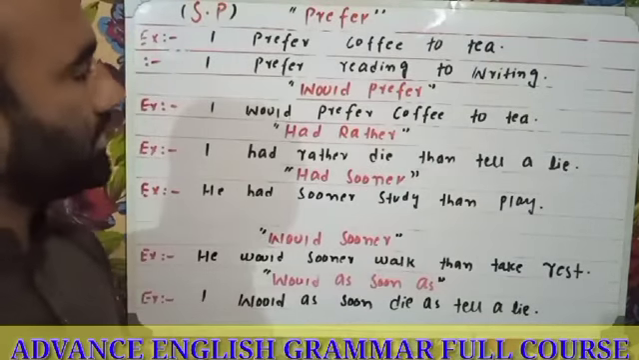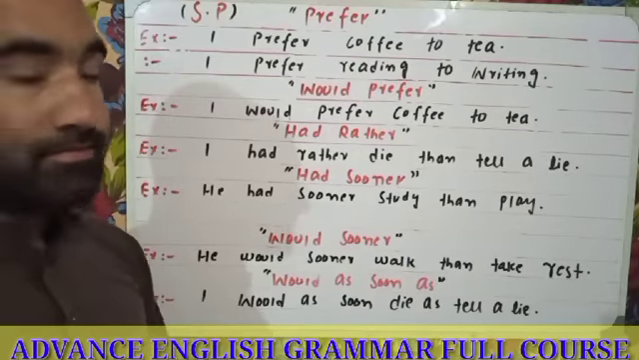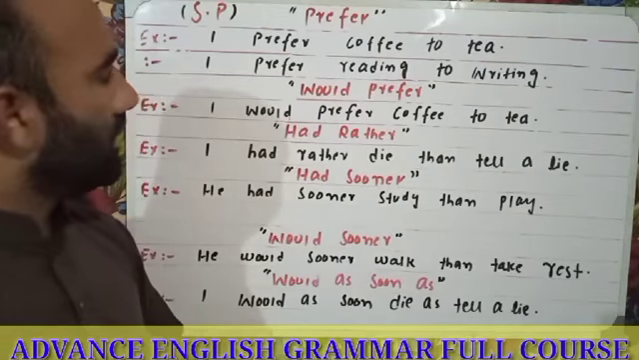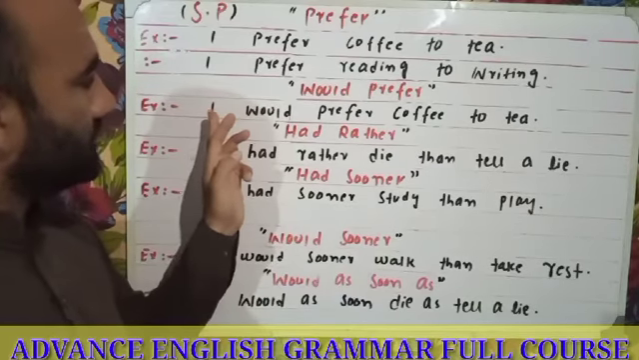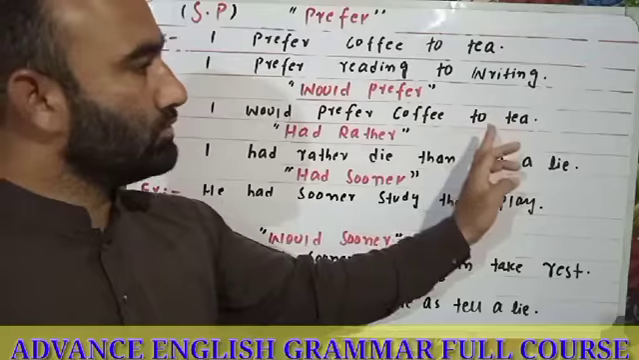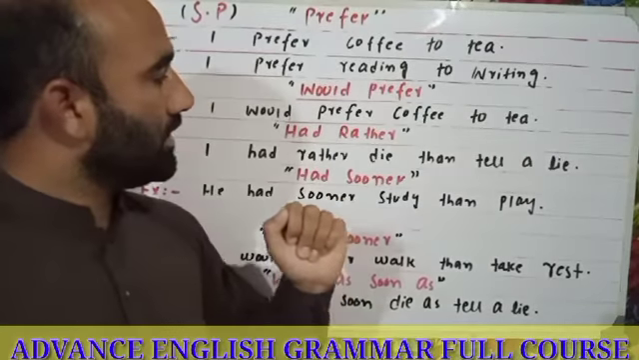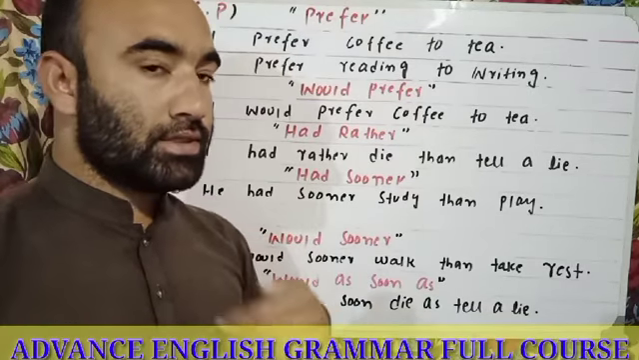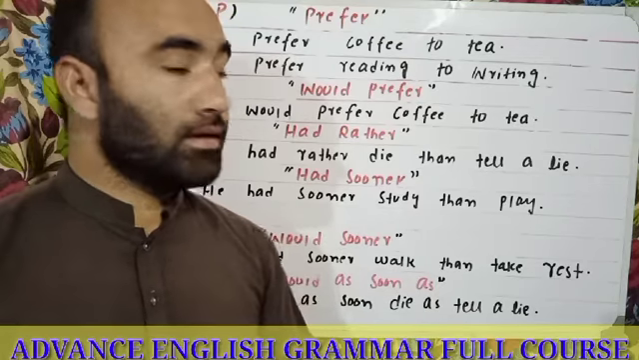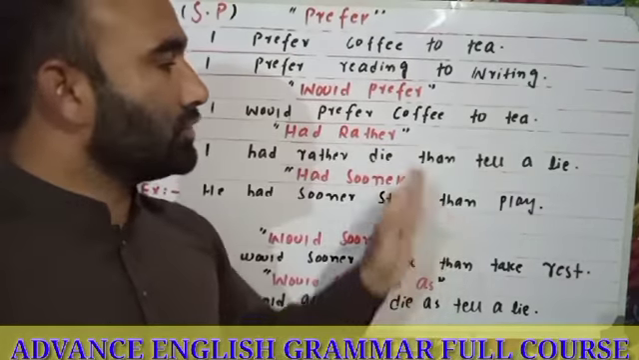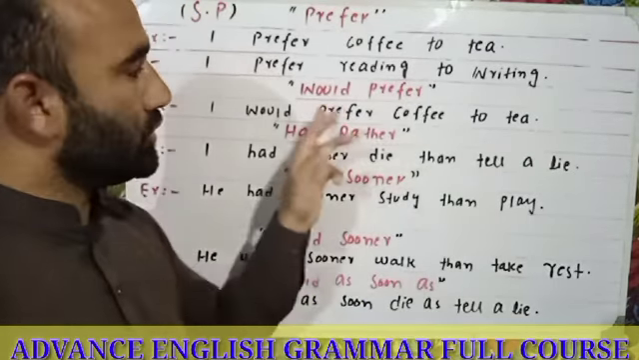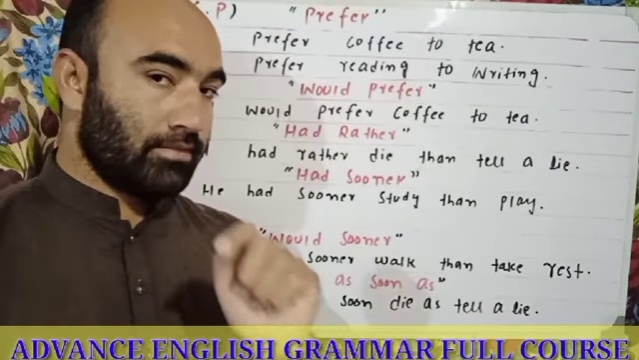Okay, another method for preference, would prefer. Example, I would prefer coffee to tea. And you can also make another example. You can put the verbs. I would prefer to go to Canada. We also use this methodology for the preference.